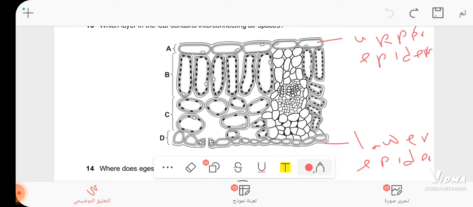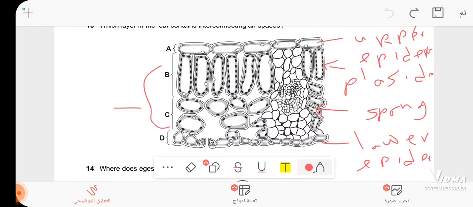The second one here, this layer is called palisade cell, and this is spongy cell. After palisade, this is called the spongy cell. Those two layers, here B and C, are called spongy. But as you know, there are no spaces here.